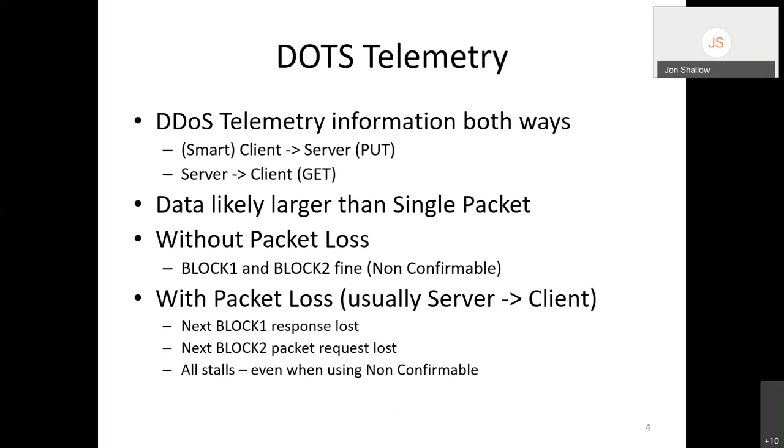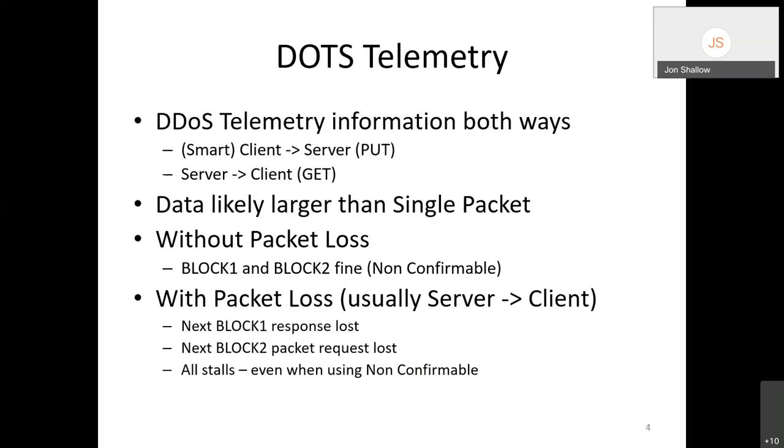So it could be that the local client is relatively smart and is able to identify why traffic coming in is causing problems, and so is then able to send some sort of telemetry information about what he's perceiving the attack is upstream to the server to enable the server to better mitigate what's taking place. Likewise, the server can send back information about how it's mitigating the attack, what type of attacks it's seeing, and so on.